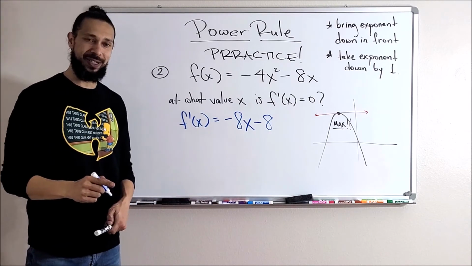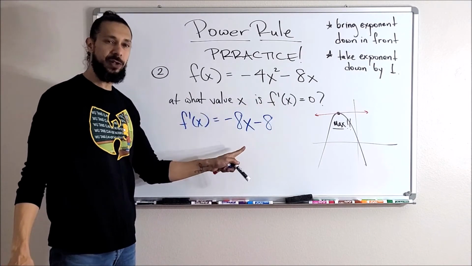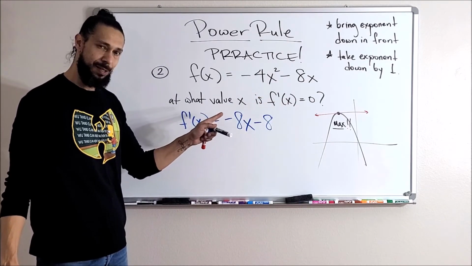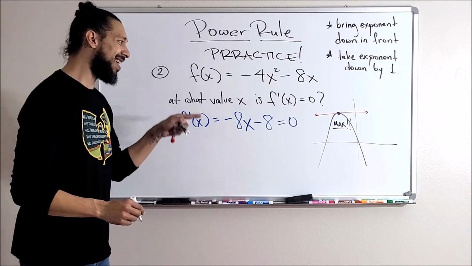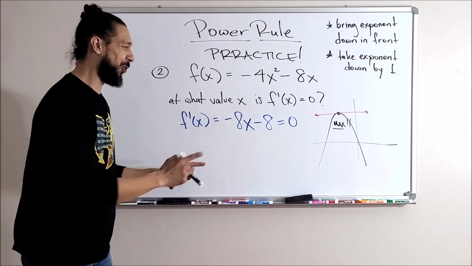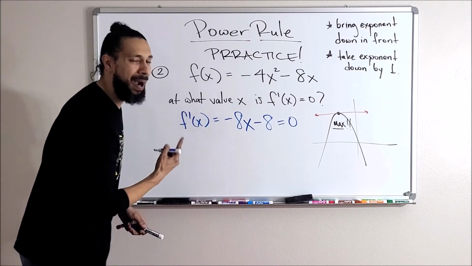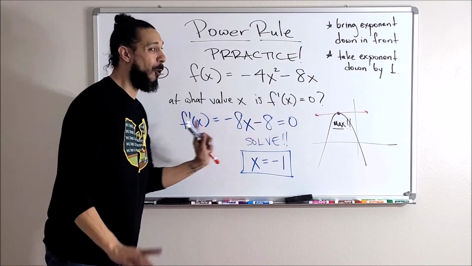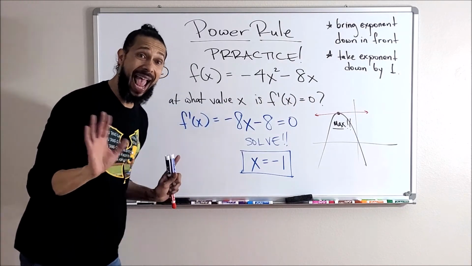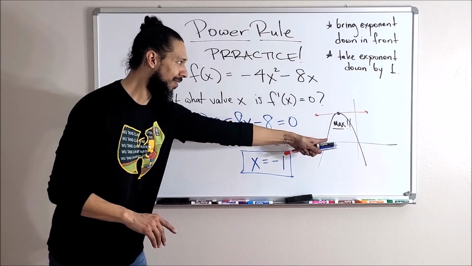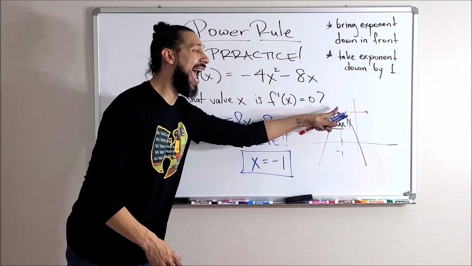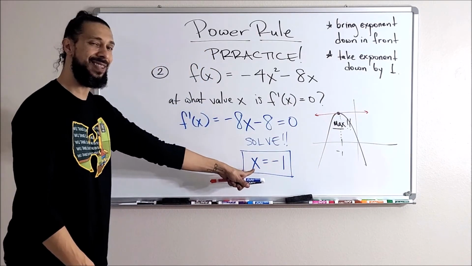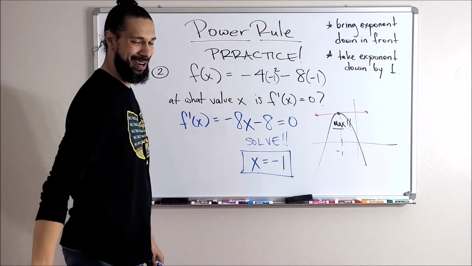Here's my derivative equation. But didn't they ask about that derivative being equal to 0? So I can just set it equal to 0 and solve. Let's solve this real quick. Add 8 to both sides and divide by -8. So the derivative is equal to 0, or it's a maximum or a minimum, at x equals -1. Look at that. Now, if I wanted to find the actual value of the maximum, wouldn't I just plug that -1 into the original? Exactly right.